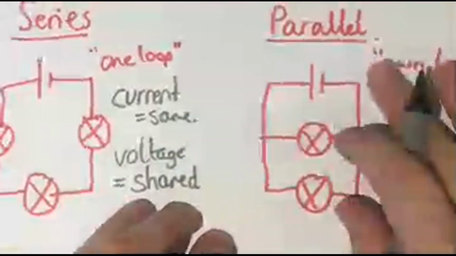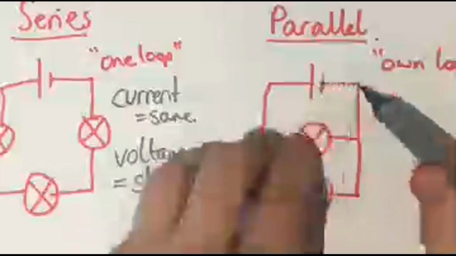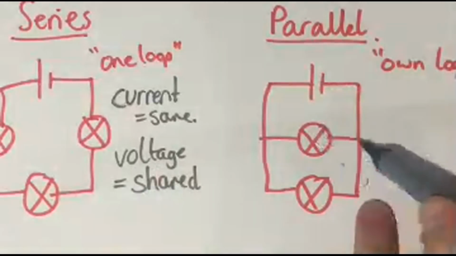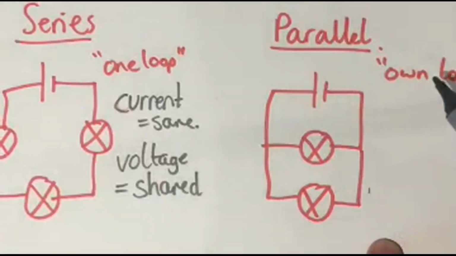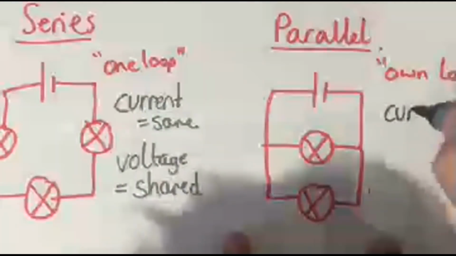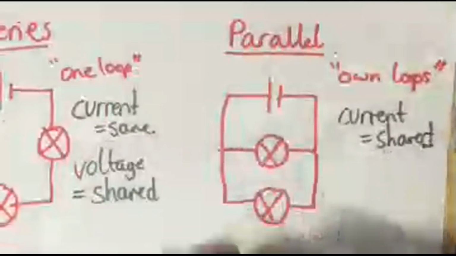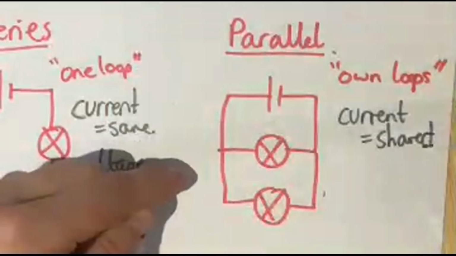If I look at a parallel circuit, let's go back to thinking about that river. Here I've got a flow of water, and then suddenly it's got a choice of two directions to take. Does it go that way? Does it go that way? What that means is that the current is shared, because the flow of electrons has now been divvied up. Some of it will go this way and some of it will go that way.